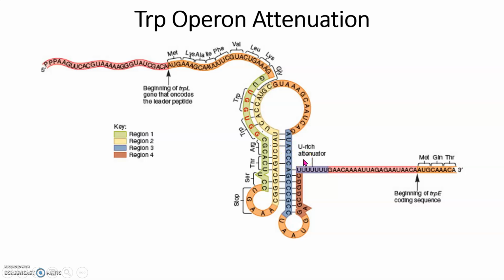Those are all complementary. You'll also notice here we have a U-rich attenuator. So remember that U-rich sequence was important. A hairpin sequence and a U-rich sequence were important in rho-independent termination. So that comes into play here too.